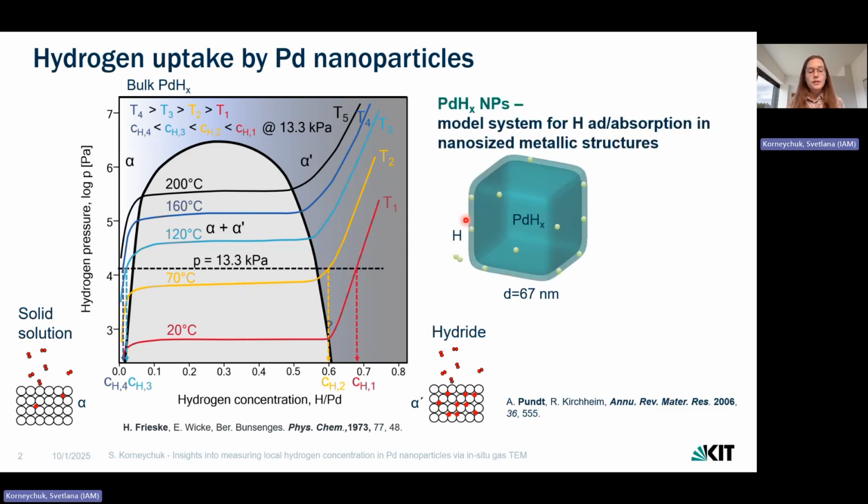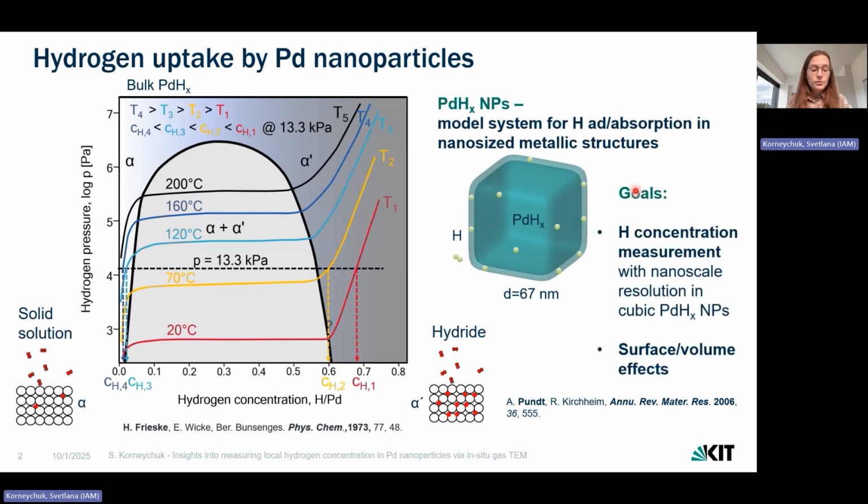So here we study not the bulk palladium, but palladium cubic nanoparticles. They are more interesting because here you can also study nano-sized effects. Well, in a nanoparticle, we have a much higher surface to volume ratio and some elastic constraints, which I will talk about later. So the goals of this research were to try to measure the hydrogen concentration and to understand how the surface effects affect the hydrogen absorption in the nanoparticle.